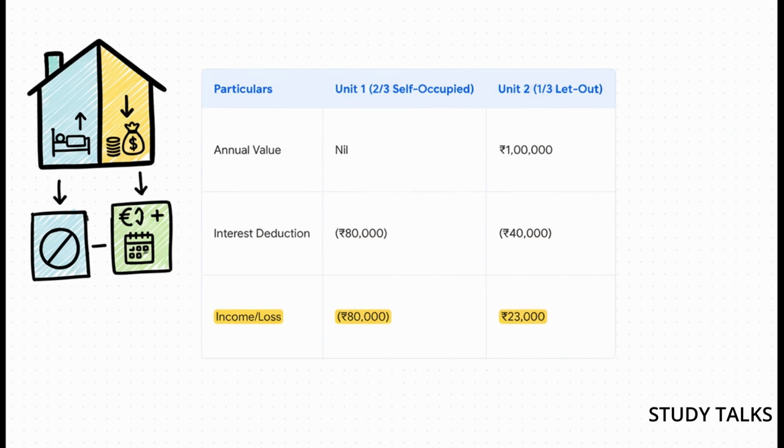All right, now let's get into some of the more complex scenarios. What happens when you live in, say, one part of your house and you rent out the other part? Or what if you're lucky enough to own and use more than 2 houses for yourself? This table lays out the method really well. What you do is you basically pretend Prem's house is 2 completely separate properties. The part he lives in gets the nil annual value treatment and its portion of the interest deduction. And the part he rents out, you calculate just like any other rental property. Then at the end, you just add the 2 results together.